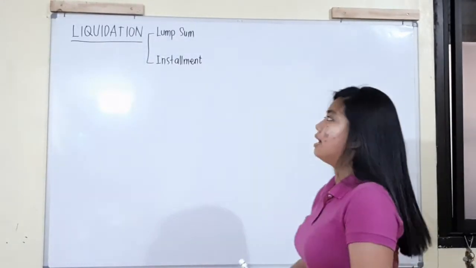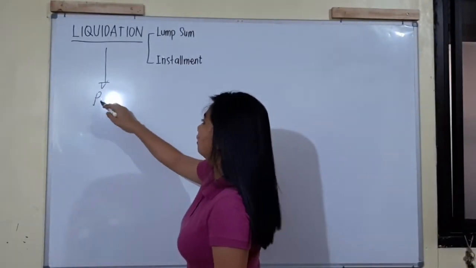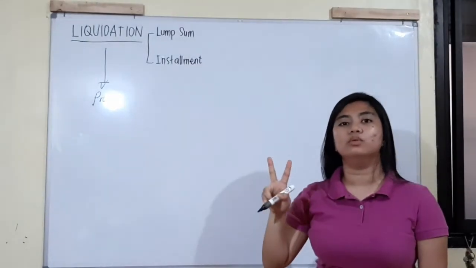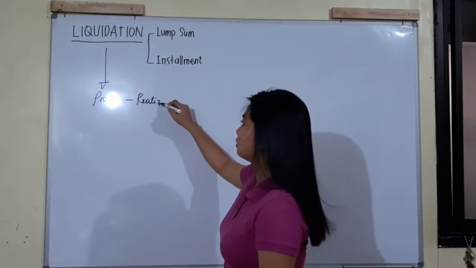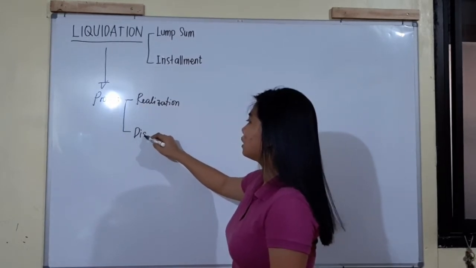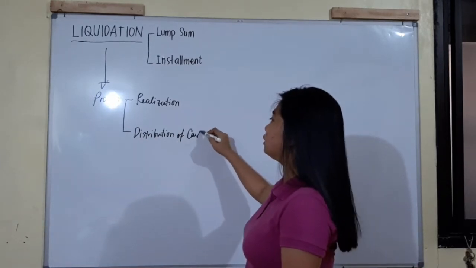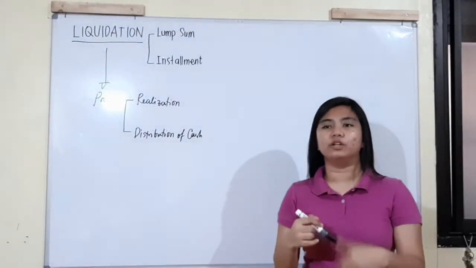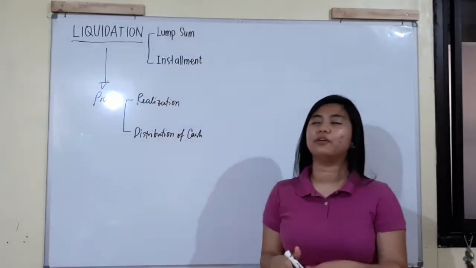So, how does it work? Actually, the liquidation process is only composed of two main steps. The first one is the realization, and the second one is the distribution of cash. It just so happened that under distribution of cash, there will be order of priority. Kaya yung iba, no, sa ibang book, yung distribution of cash, hinahati-hati pa niya into different steps.